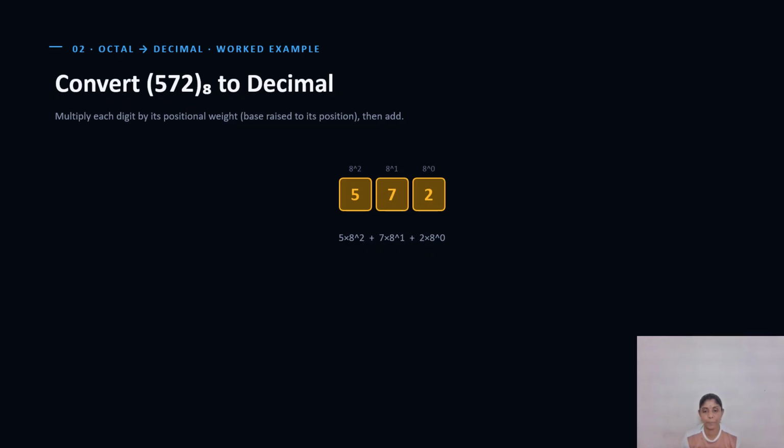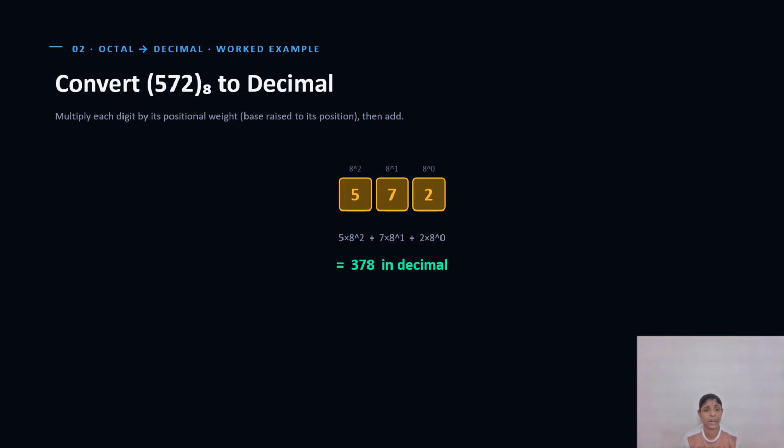64 into 5 plus 8 power 1 in the sense 8, 8 into 7, 56. And the third value is 2. 2 into 8 power 0. 8 power 0 is 1. So 2 into 1, 2. 8 sevens are 56 as well as 8 power 2, it is 64 into 5. So the result is 378 in decimal.